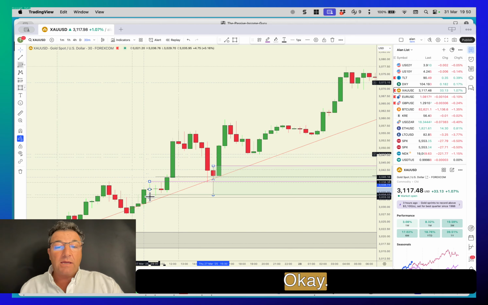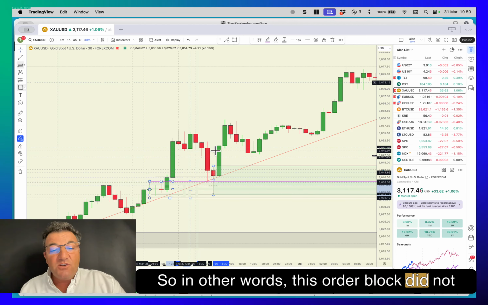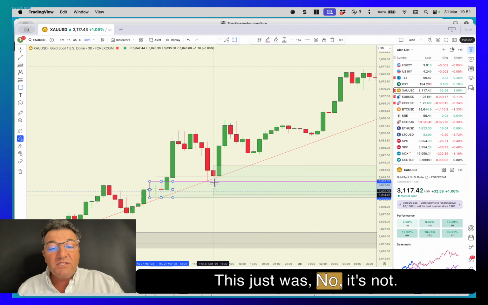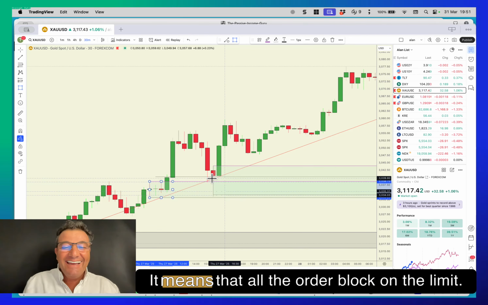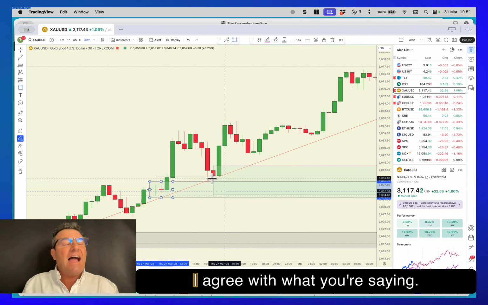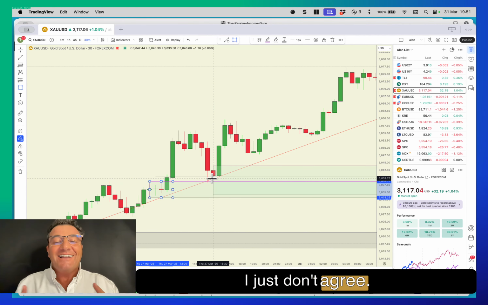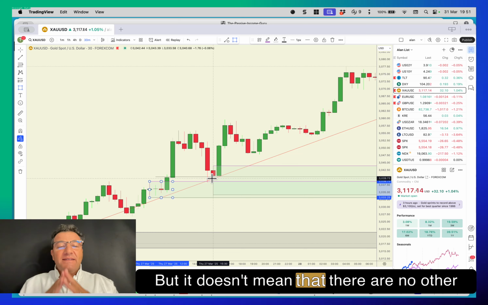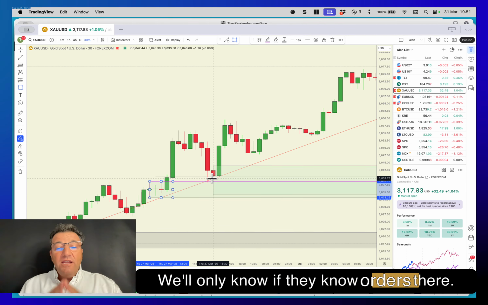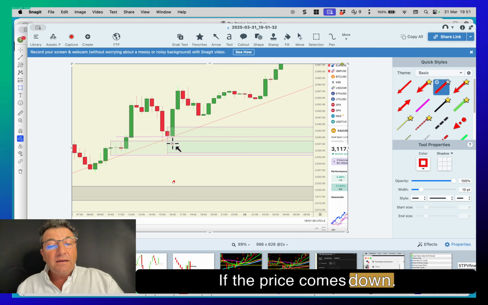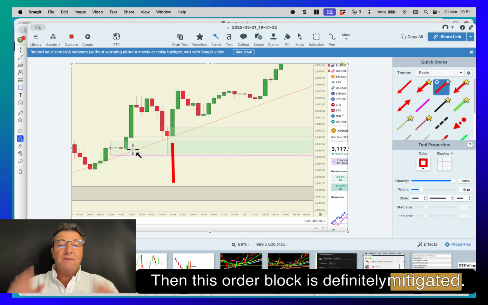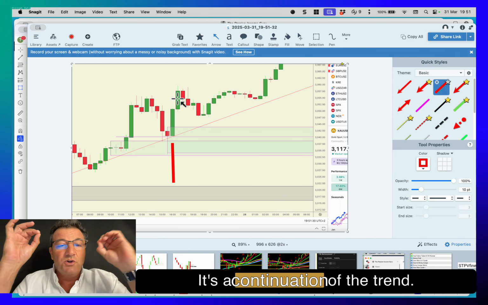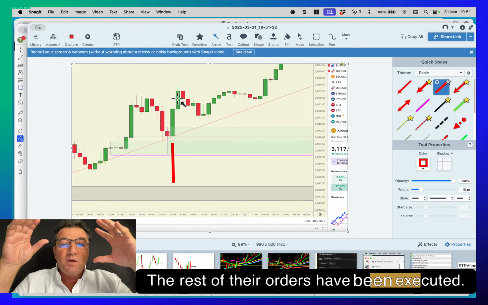I agree. So in other words, this order block did not disappear when this candle's wick went into the order block. To me, it's gone. No, it's not. To me, that first order block on the left has been mitigated. I understand what you're saying. I just don't agree that the order block must be deleted. I agree that it has been mitigated, but it doesn't mean that there are no other orders there. We'll only know if there are no orders there if the price comes down. Then this order block is definitely mitigated. But the fact that the price carried on going north means there are orders there. There are institutional orders. It's a continuation of the trend. The rest of their orders have been executed.